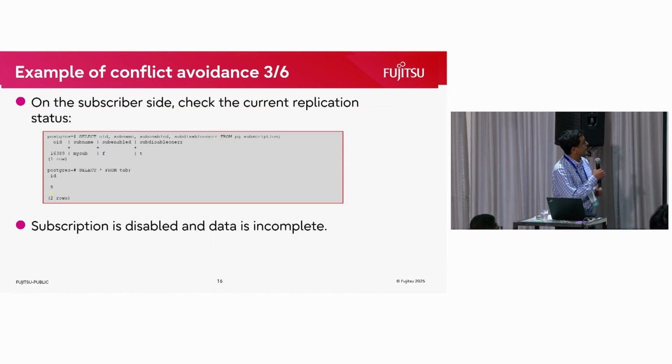On the subscriber side, you see that the subscription is not enabled because it got the error. It's configured to be disabled on error, and the replication is stopped. You just have the first transaction that's replicated, which had 1 in it, and the initial sync value, which is 5. So the subscription is disabled, and the data is incomplete, right? So how do you recover from this?